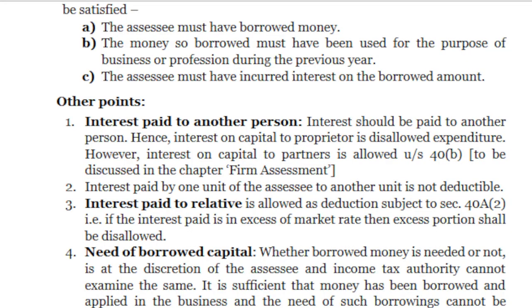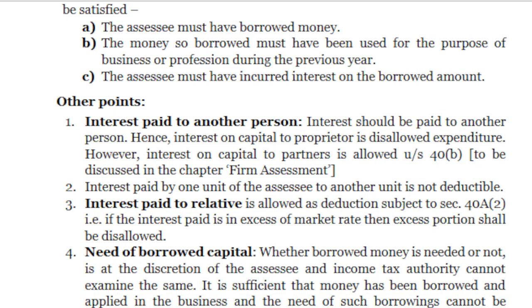What they said: interest paid to another person. So if you have paid interest, it should be allowed as deduction. The answer is yes. If it is paid to other person, definitely it should be allowed as deduction. Right? But if it is paid to proprietor, you can see in the second line, that will not at all be allowed as deduction. But suppose you are paying to partners as interest on capital, then it is allowed, as I said, under section 40B.